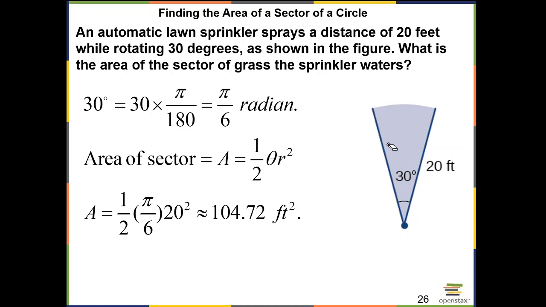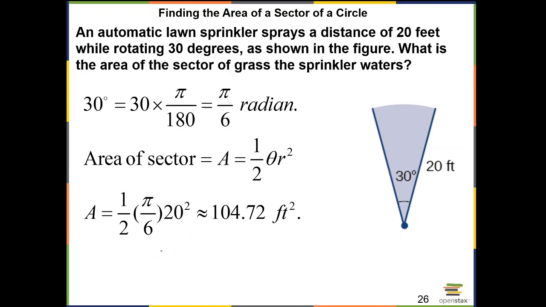We call it a sector, right? So to find the area of a sector, make sure you take the angle and convert it to radians, right? Convert to radians. 30 degrees is pi over 6. And then take half of that, half of pi over 6, and multiply it by radius, which is 20 squared. So it's about that much. Squared. This is foot squared, right?